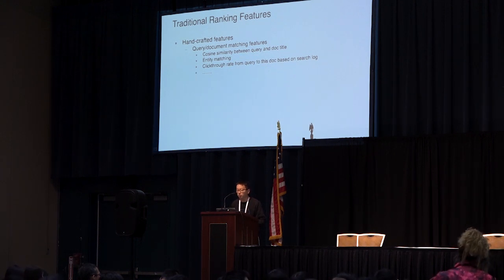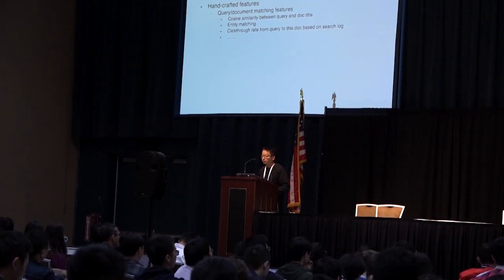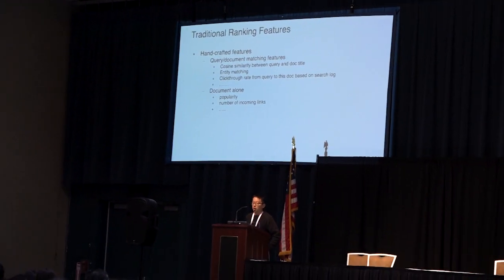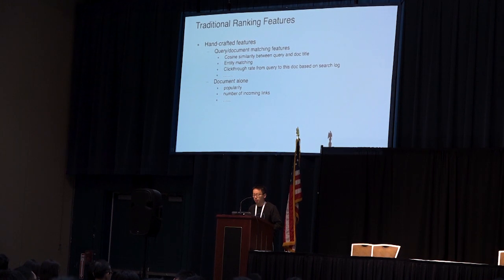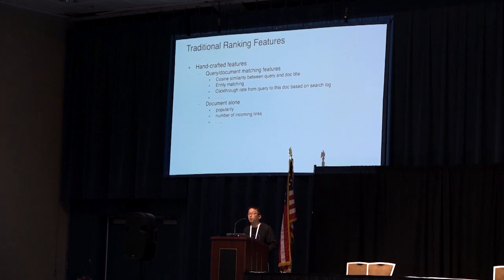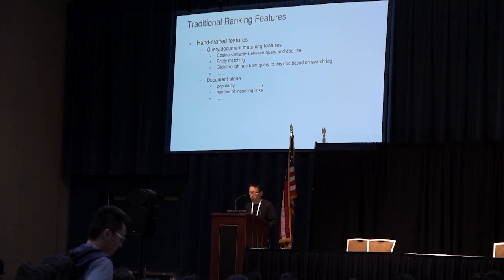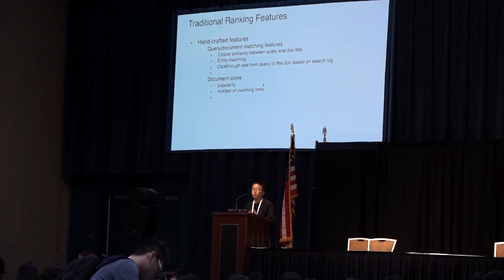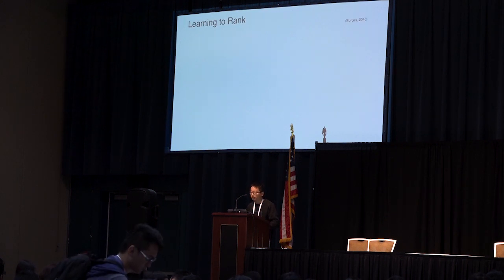Also, you can collect some click-through data from the search log. The second type of feature is the document alone, how popular the document itself is, for example, number of incoming links and number of outgoing links. So this type of features is capturing the prior knowledge of the document without knowing what the queries look like.